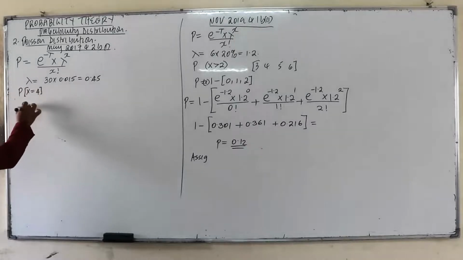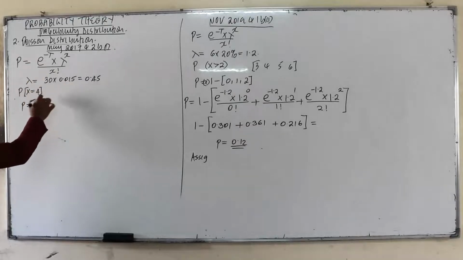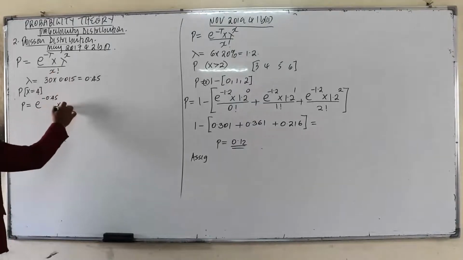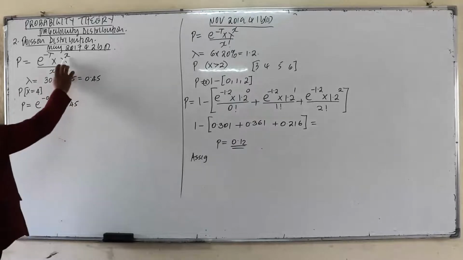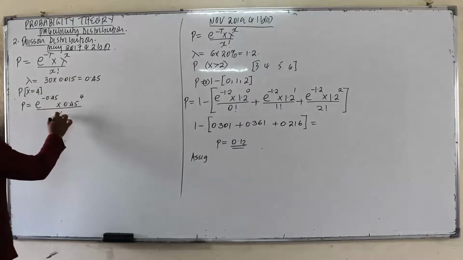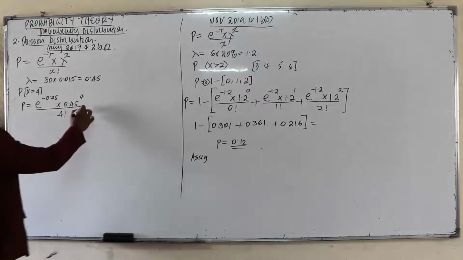So p is equal to e, the exponential, raised to the power negative lambda, which is negative 0.45, times lambda, 0.45, raised to the power x. Our x in this case is four, divided by 4 factorial.